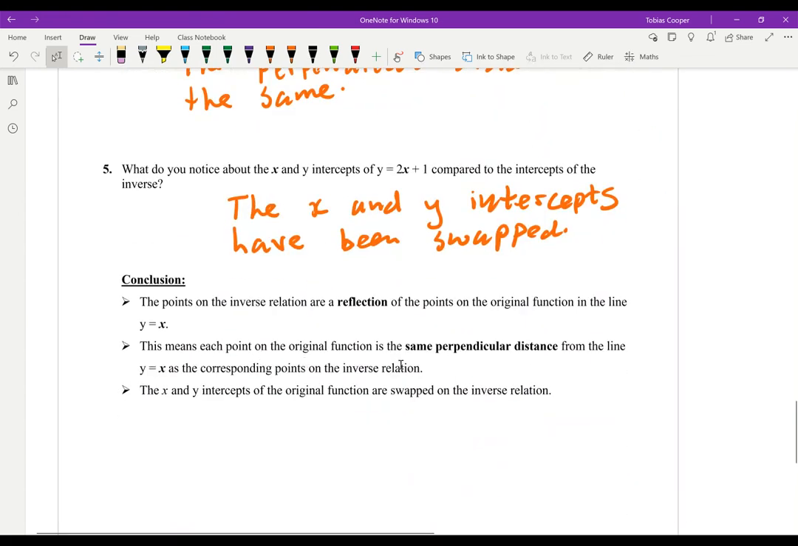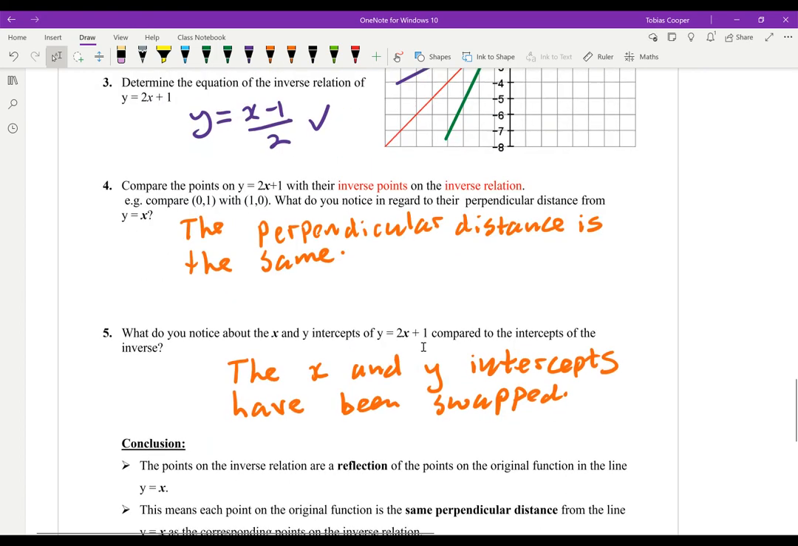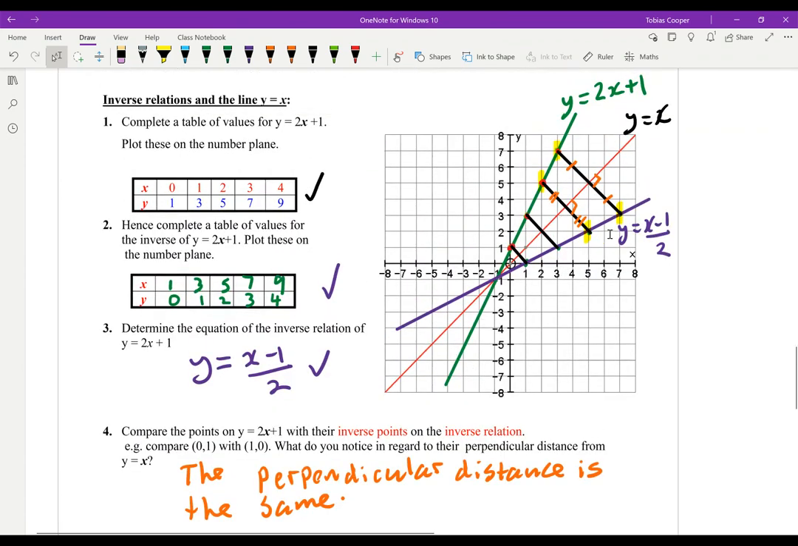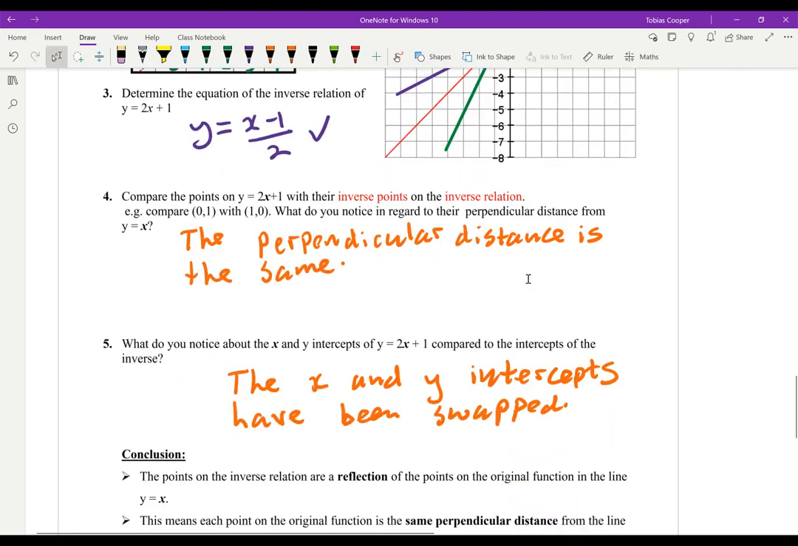Second point, this means each point on the original function is the same perpendicular distance from the line y equals x as the corresponding points on the inverse relation. So if you look at this, what that means is the distance from there to the line y equals x is the same as the distance from here on the original function to the line y equals x. And that distance is perpendicular, which means at right angles.